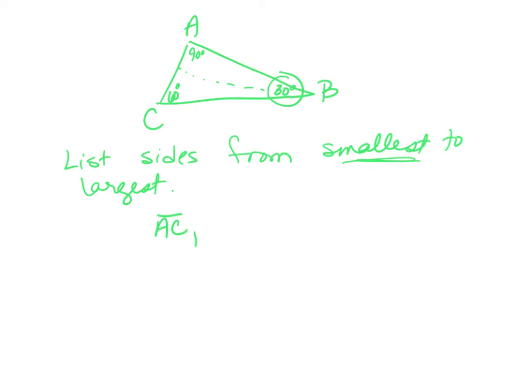What's the next smallest side? The one across from the middle angle. AB. And then the biggest side? BC. Very good.